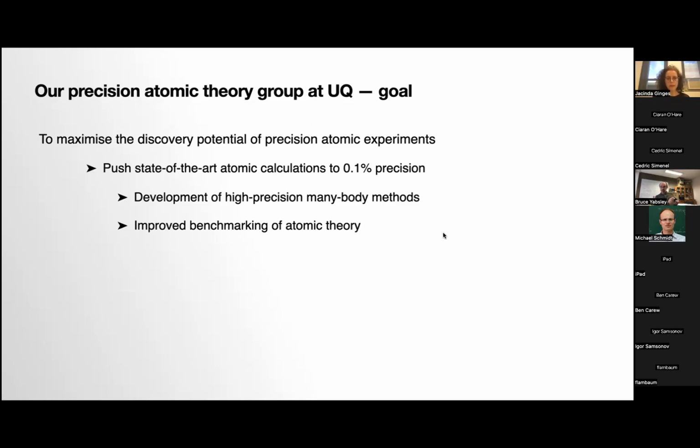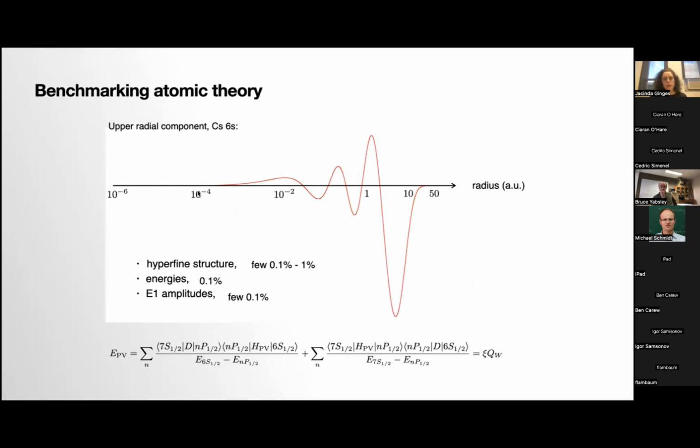So the focus here, I'm not going to be talking about the actual methods themselves. I'm going to be talking about this improved benchmarking of atomic theory, and I'll explain what I mean by that. But essentially, the focus here is going to be on removing nuclear structure uncertainties that currently hinder tests of atomic theory. So now this is just showing basically how we do this benchmarking.